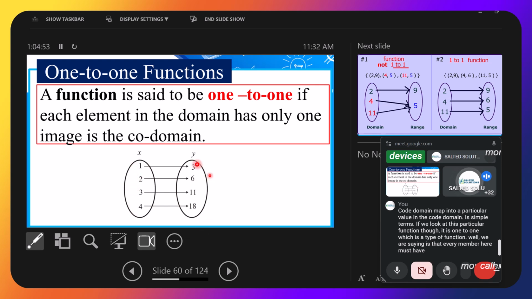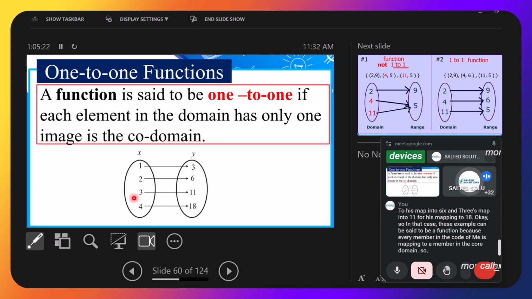So 1 is mapping to 3, 2 is mapping to 6, and 3 is mapping to 11. 4 is mapping to 18. Okay, so in that case, this example can be said to be a function because every member in the domain is mapping to a member in the codomain. So in that case, this is a function.